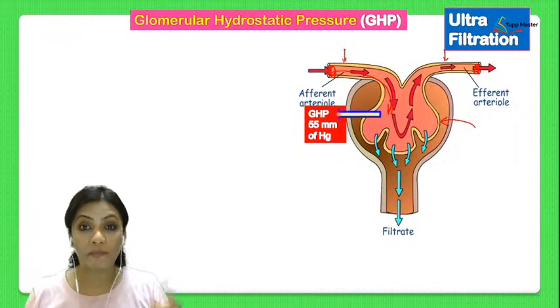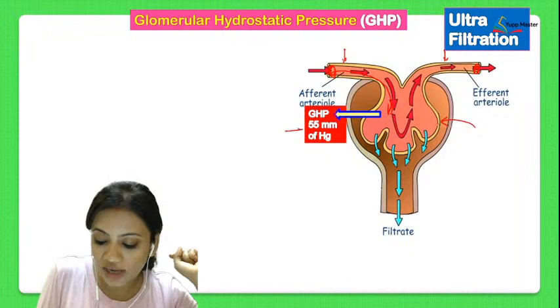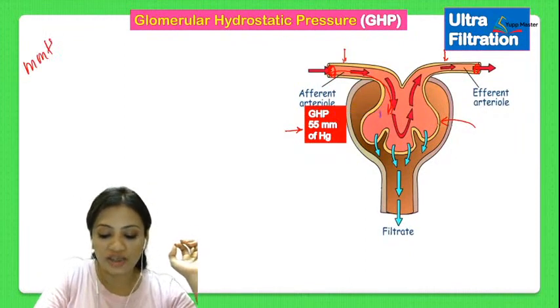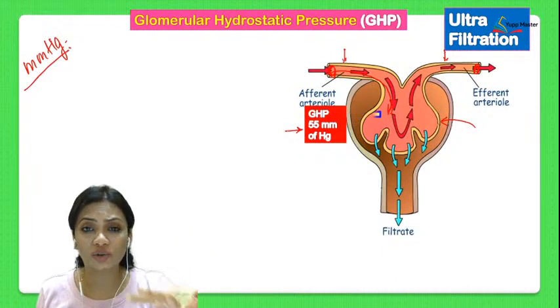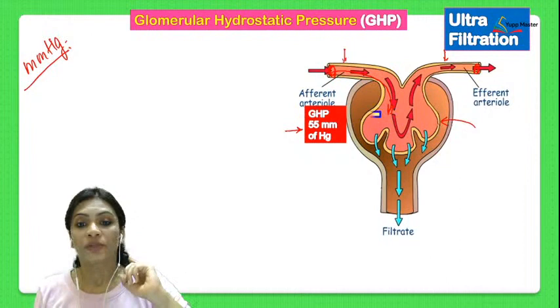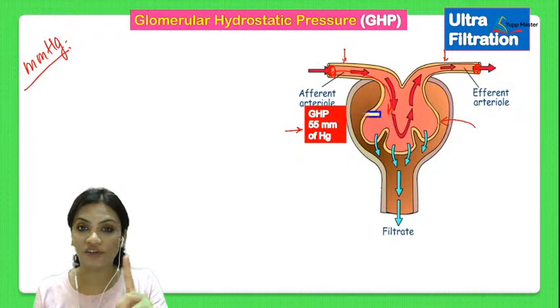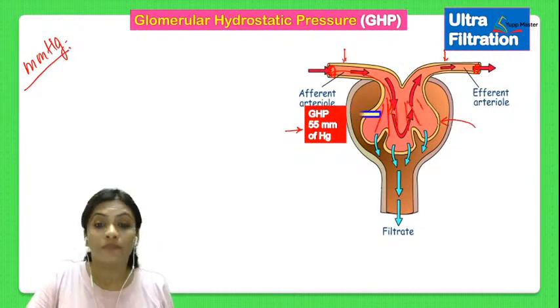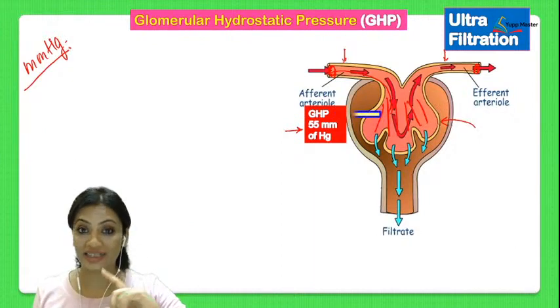How much is it? Maximum, the big boy. It is 55 mm of Hg. Why mm of Hg? Mm of Hg is actually the unit which we are using in order to calculate or to talk about pressure. So, glomerular hydrostatic pressure is how much? Maximum 55 mm of Hg. So, the blood is coming down into the glomerulus with the intention to be filtered out. Alright, I hope that's clear.